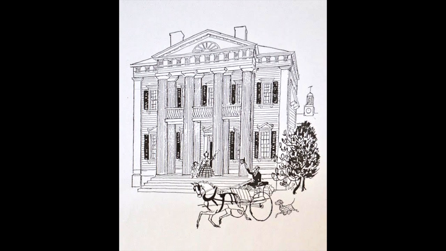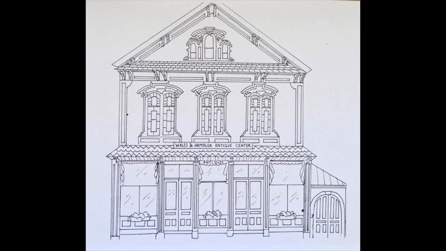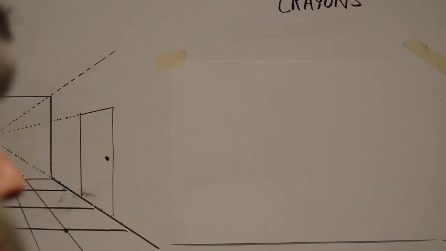No arched doors or windows, but look at those columns. This is a very, very common kind of building in the South. This one is actually a drawing that I did of a building right here in Bridgeton. You see those arched windows? Especially like up here and these arched windows. And there's even an arched door over here. Okay, I think we're ready to begin.